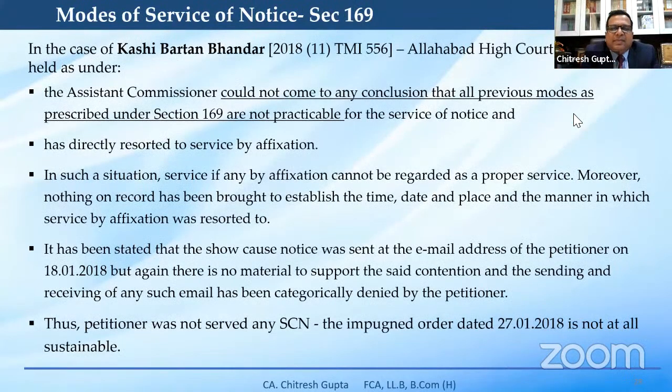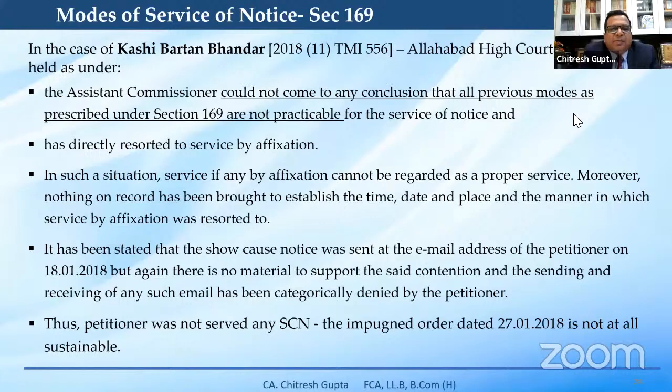In this case, we have the judgment of Kashi Bartan Bandar, wherein the Honorable Allahabad High Court observed and held as under. The Assistant Commissioner could not come to any conclusion that all previous modes as prescribed under Section 169 are not practicable for service of notice, meaning thereby personal delivery, courier, email, uploading on the portal, etc., and has directly resorted to service by affixation. In such a situation, service, if any, by affixation cannot be regarded as proper service.